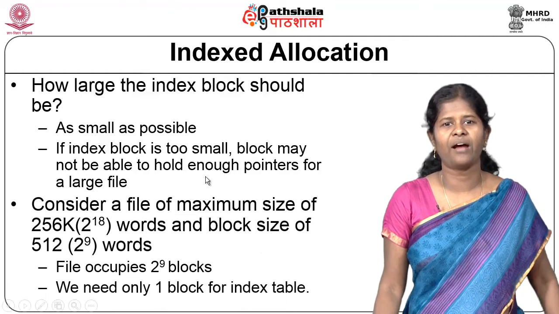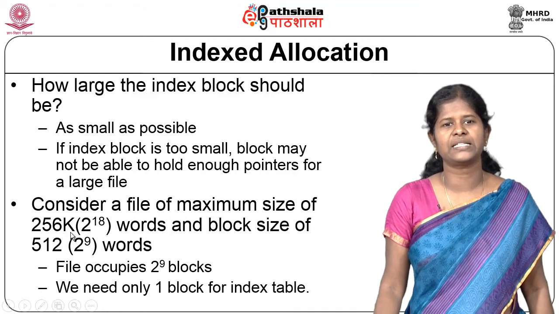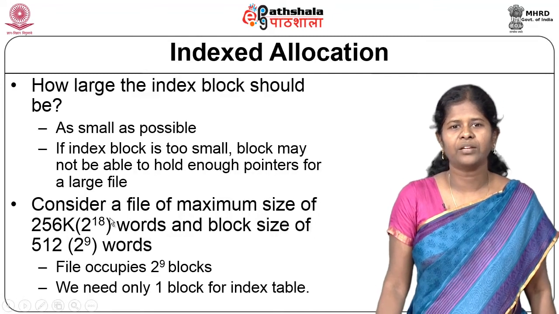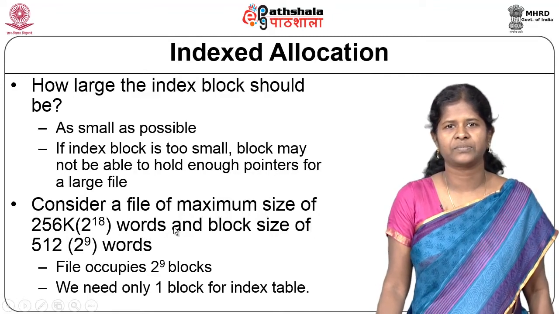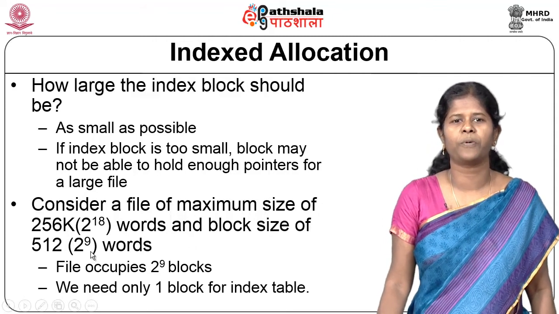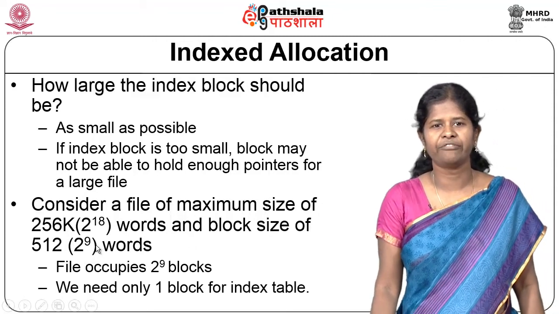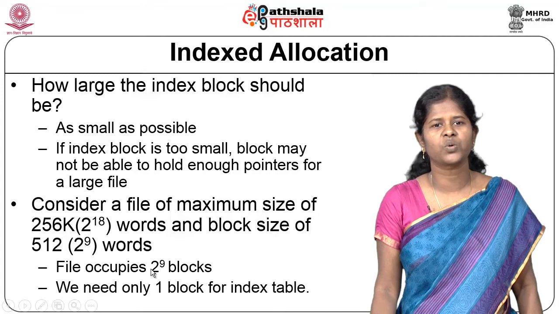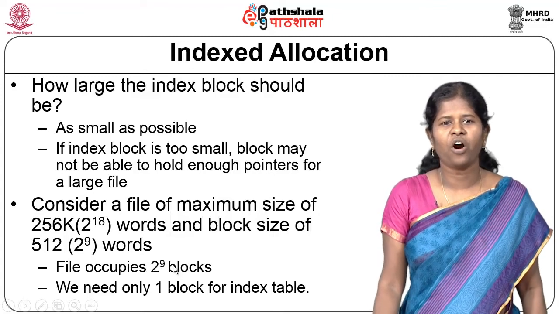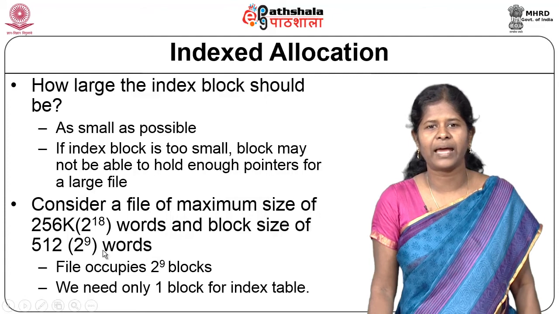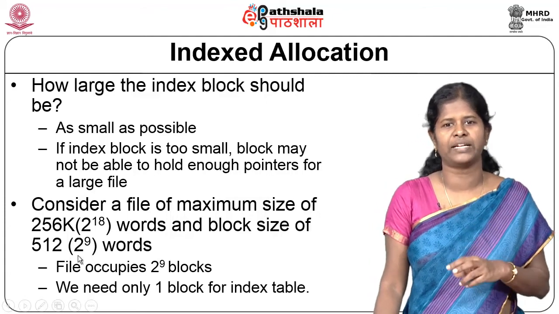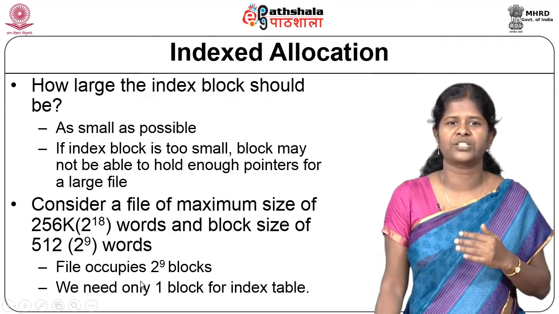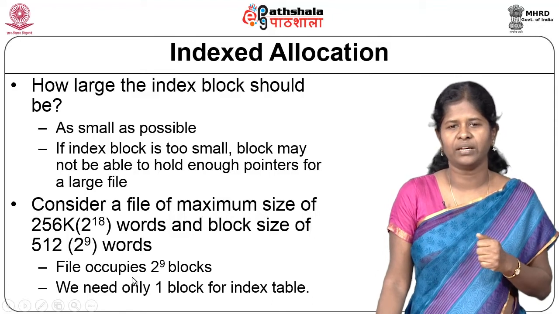Suppose you have a file whose size is say 256K, 256K is 2 power 18, and you need to accommodate this file in the disk and each block in the disk is 2 power 9. So, the file will occupy 2 power 18 divided by 2 power 9, it will occupy 2 power 9 disk blocks. Now, for an index block, suppose you are allocating one block for the index block and the index block will have 2 power 9 entries. So, we need only one block for the index table.